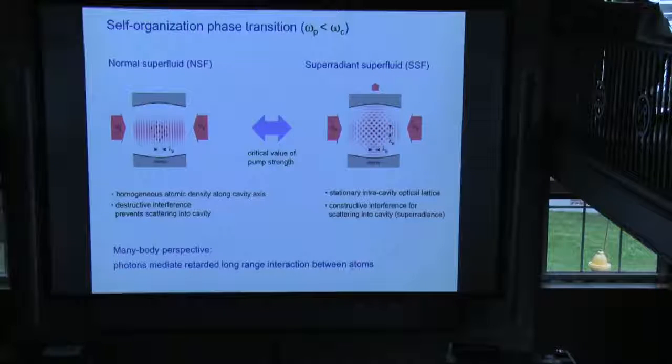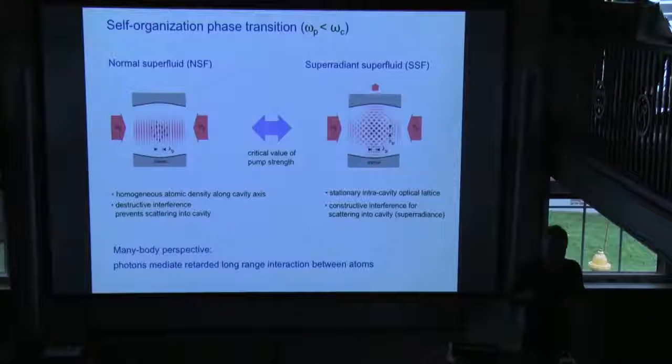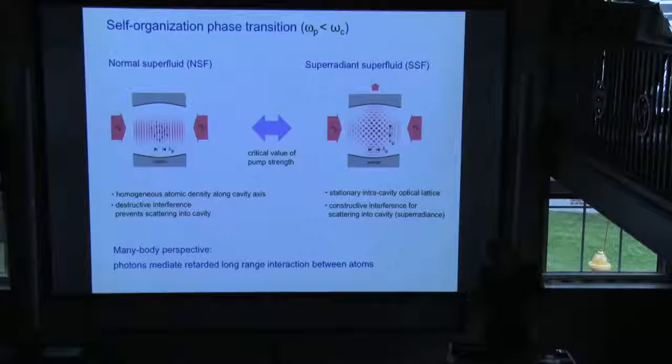From the many-body perspective, you can say, and this has been talked about already, that photons mediate a long-range interaction between the atoms. In our case, this is the same as well. However, we have a retarded interaction. The fact that the evolution of the matter variables and the light variables happen on the same time scale means that you cannot integrate out the light field, and due to that there's a retardation in the interaction between atoms at different places in the cavity.